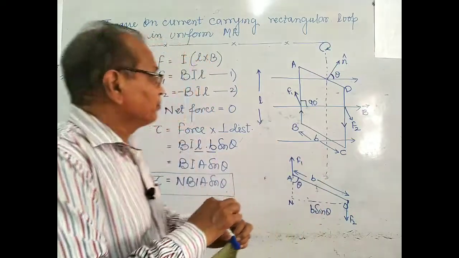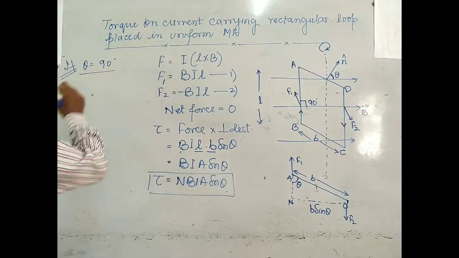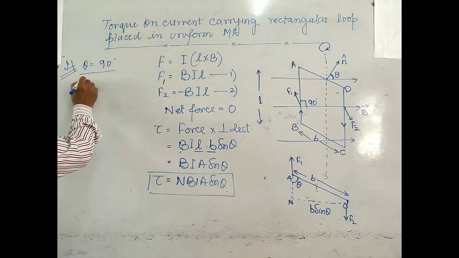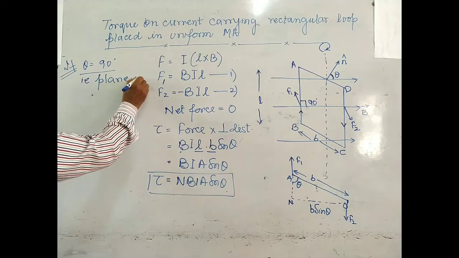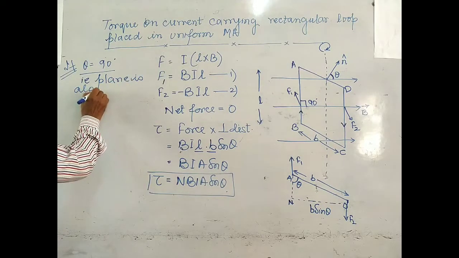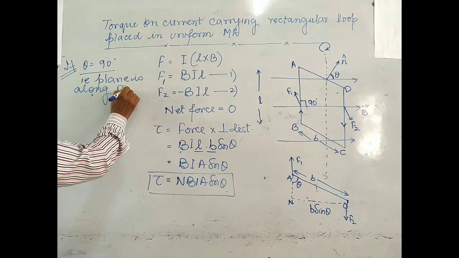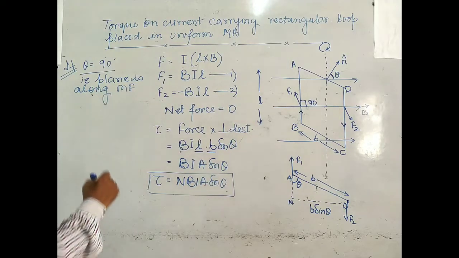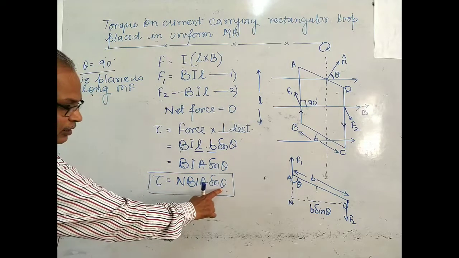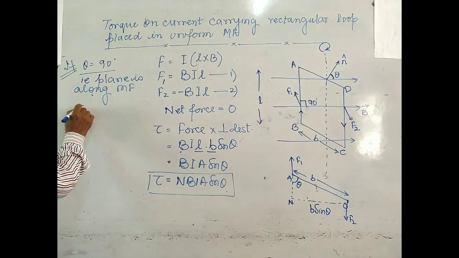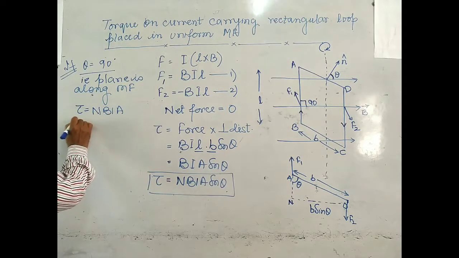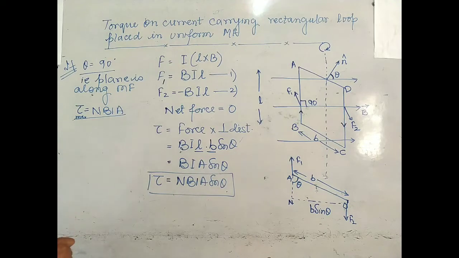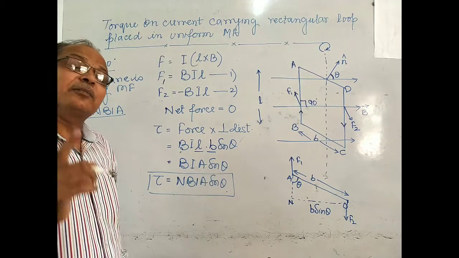In this condition, if theta is 90 degree, that is, plane is along magnetic field, right? If theta is 90 degree, then this value will be tau is equal to NBIA only, and it is the maximum torque. NBIA. What is the minimum torque?